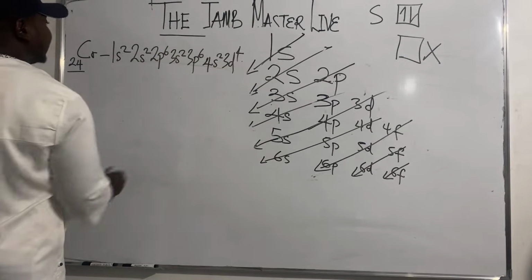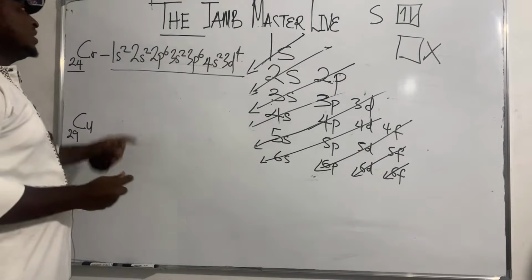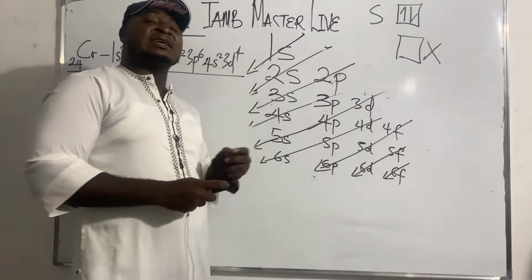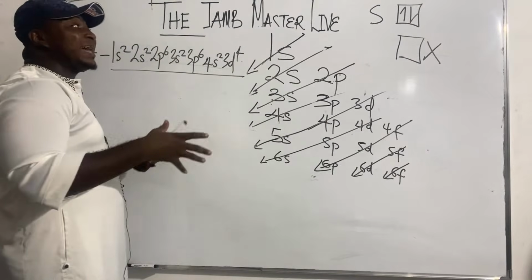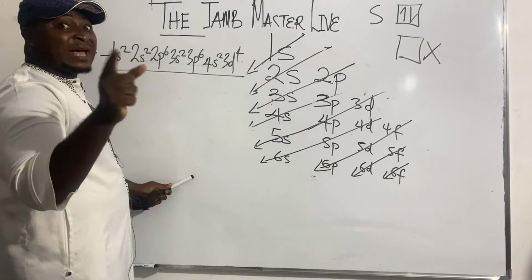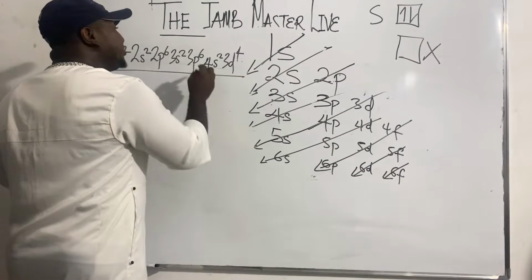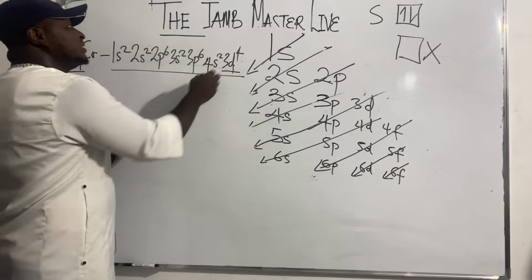Class, 3d4. This is what every normal science student will write in the exam, but you are wrong. Class, why are you wrong? Because there's something quiet that happens in the electronic configuration for chromium and copper that not all chemistry students are aware of. Let us look at this last orbital of chromium, which is D orbital.